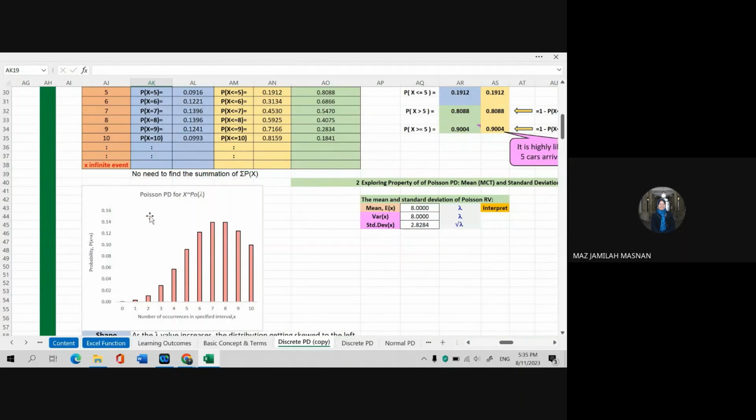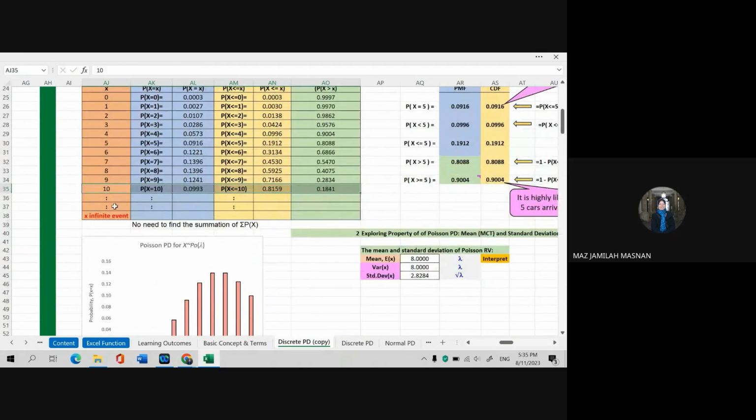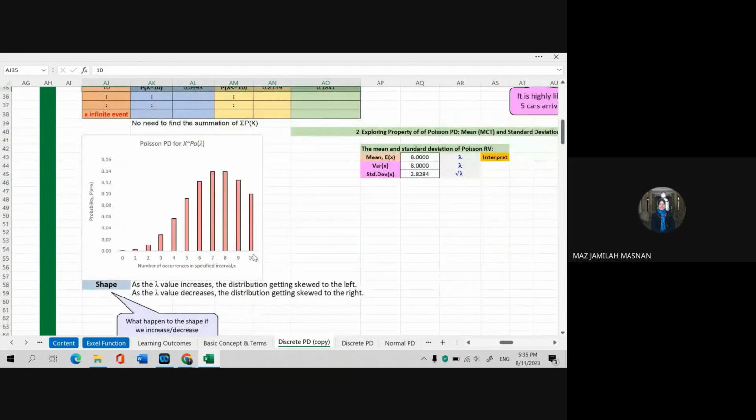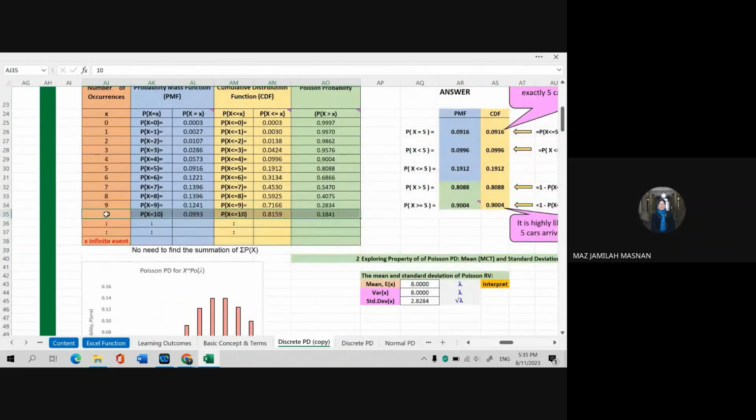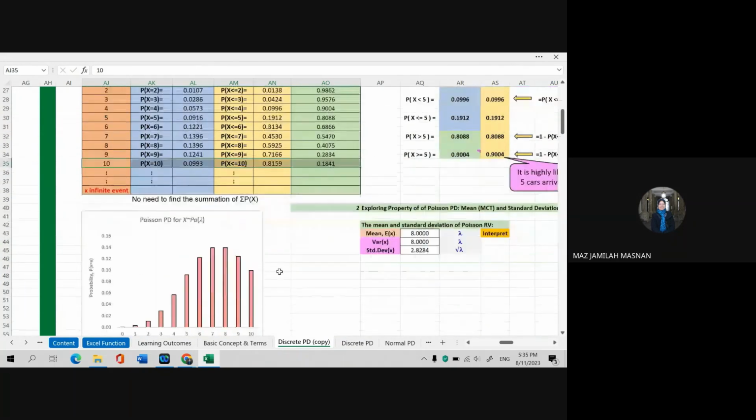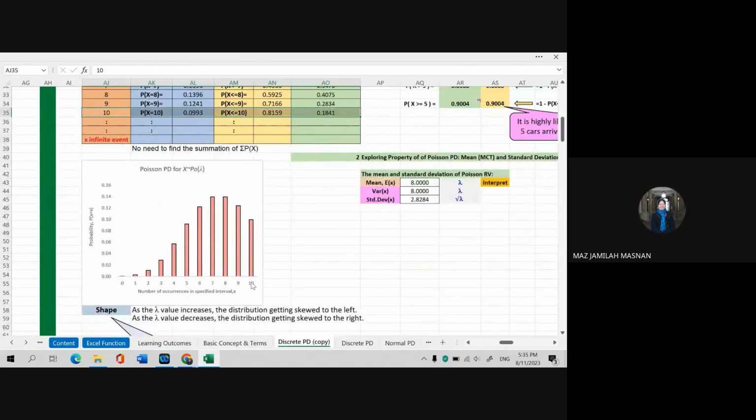Why do you stop at 10? Because I stop at 10 here. If you draw your region until maybe, for example, 15, you will have 15 occurrences over here. Because of this limitation, I put only until 10, so that's why the charts stop at 10.